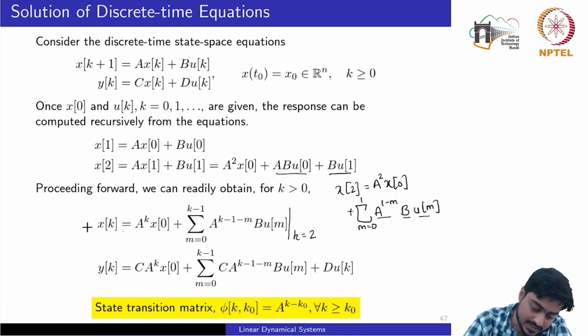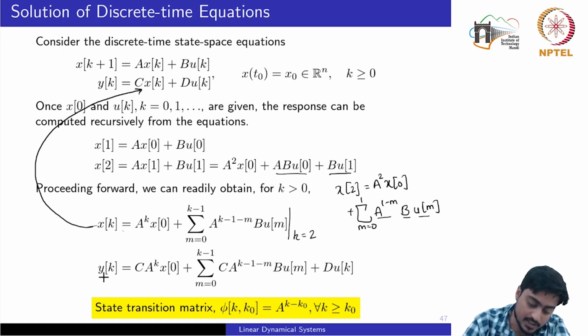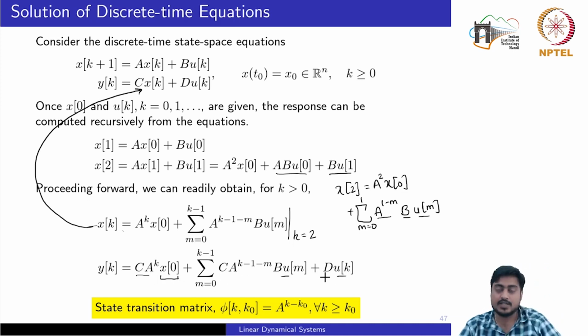Now just putting this x of k back here, we get the response, which is basically the summation of two individual responses, one because of the initial state and another because of the input. This is the zero input response and this is the zero state response, where the state transition matrix is given by this one.